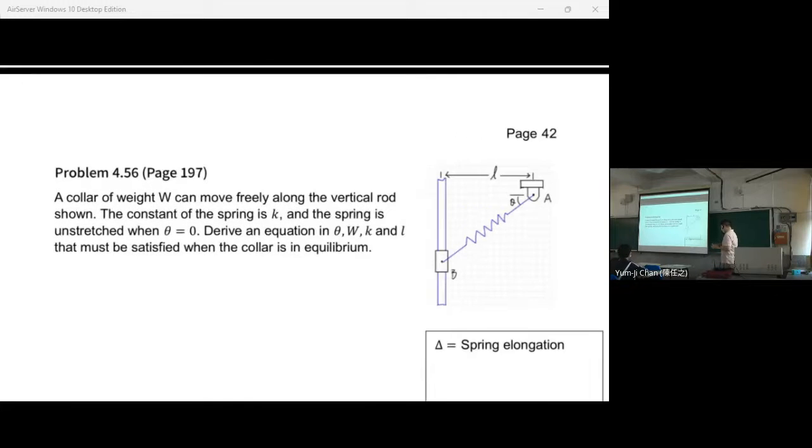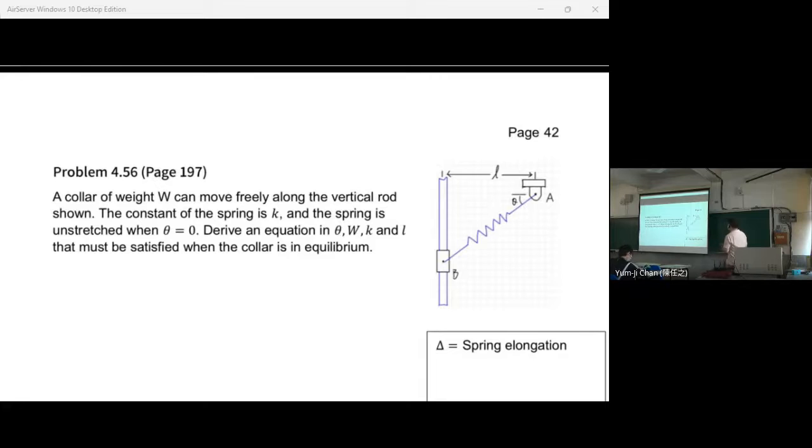For this problem, it looks a bit difficult because there are no numbers. We only have L, delta, beta, K and so on. We do not have any numbers, so it looks quite difficult, but this is not difficult. Now, let's just go through the English.